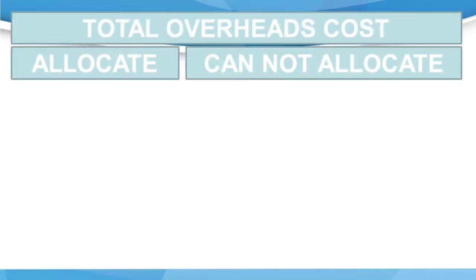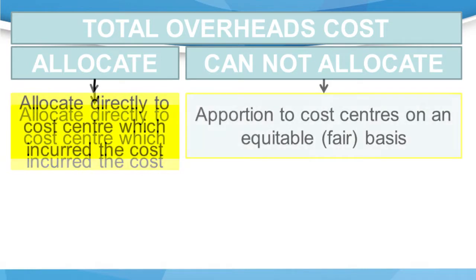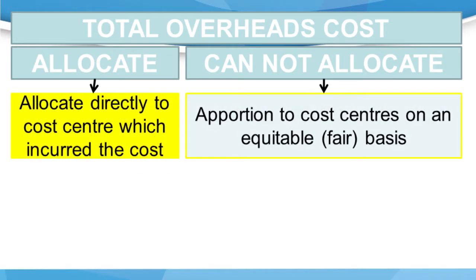To summarise then, we start with the total overhead cost. Where possible, overheads are first allocated directly to the departments which incurred them. For shared overheads which cannot be allocated, we apportion them on the most equitable or fair basis.